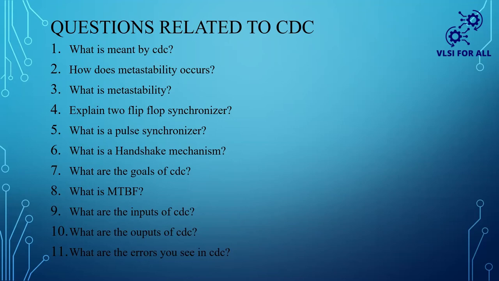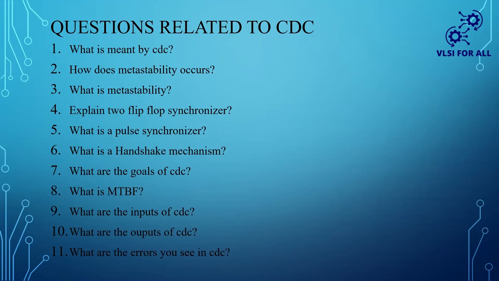What is the handshake mechanism? The source sends an input and waits. The data is received by the destination flop. The source sends a request to the destination flop asking whether it has received it or not. The destination flop sends an acknowledgement to the source flop that it has received it, and hence the process continues. That is the handshake mechanism. What are the goals or rules of CDC? CDC setup analysis, CDC verify step, CDC or RDC verification.